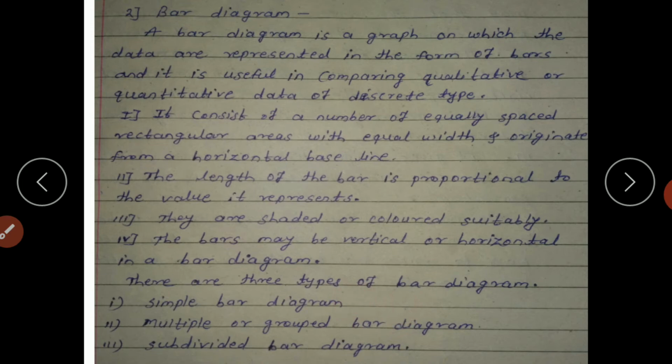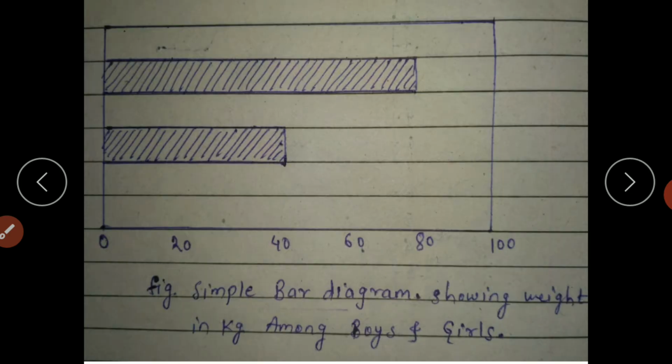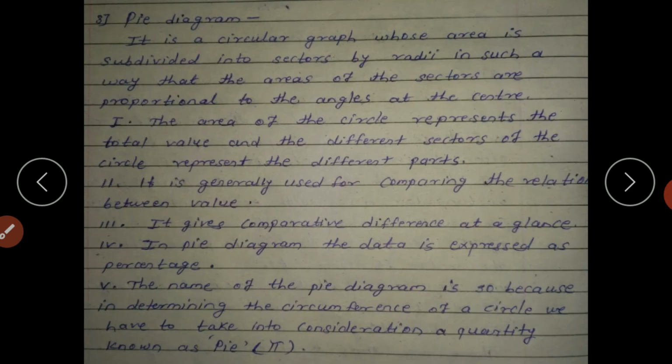Actually we are not going to see all these three types of bar diagrams in detail. So let's just have a look at this simple bar diagram showing weight in kilograms among boys and girls. The weight is represented on the horizontal line, that is 20, 40, 60, 80 and 100. This is the bar for the weight of boys, and this is the bar for the weight of girls, and the bars are shaded. So this is how we can draw our bar diagram.